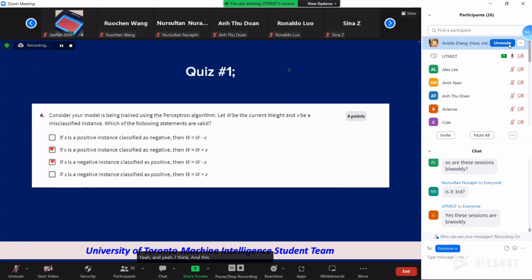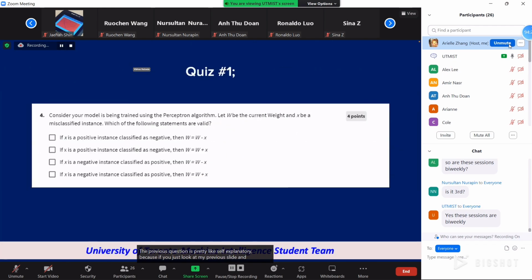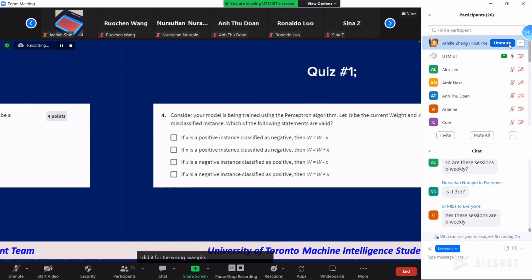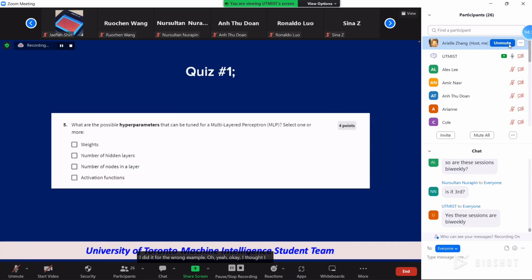Sorry, the previous question is pretty self-explanatory, because if you just look at my previous slide, the answer is just right. I think it's the same one. Did I put the wrong example? Oh yeah. Okay. Crap, I thought I screwed up.